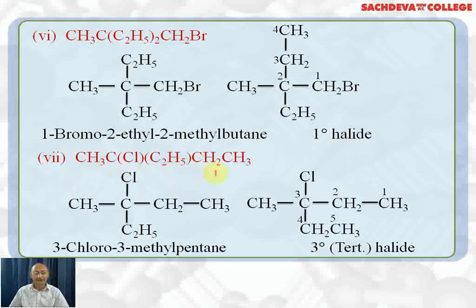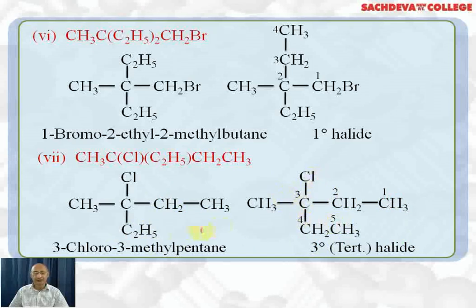Now let's name this compound. Here this is CH3, this is C, this is C, it is attached to Cl, this C2H5 we have written here, and this is CH2, CH3. This is the C2H5 we need to expand to CH2, CH3, which we have done in this structure. Now counting will start from this carbon. 1, 2, 3, 4, 5.